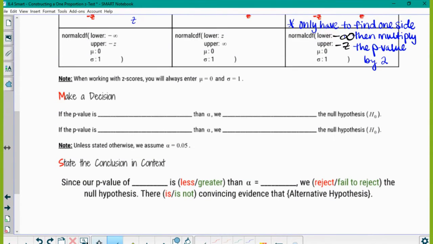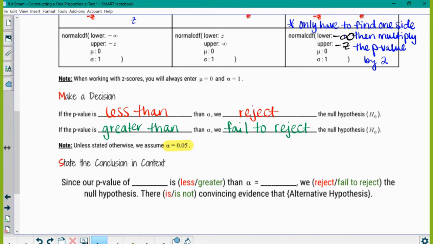So if the p-value is less than alpha, and in most cases, they're not going to change alpha. They're not going to state anything. If nothing has been said, we assume alpha is 0.05. Sometimes they'll say, given alpha is 0.1 or 0.01. But if they don't say anything, go with 0.05. And then if the p-value is greater than alpha, we fail to reject the null.